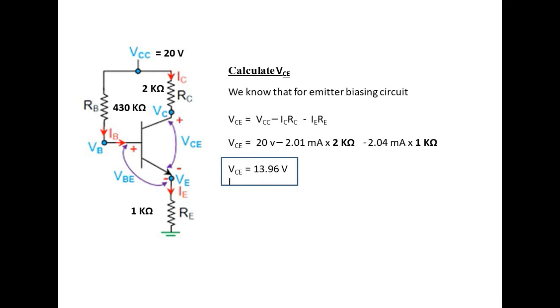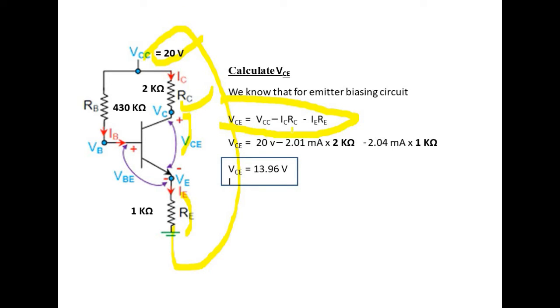Now we have to calculate the VCE. To calculate VCE, we have to apply KVL in the output section. That is, VCC will be equal to IC into RC plus VCE plus IE into RE. So using this equation we can get VCE is equal to VCC minus ICRC minus IERE.